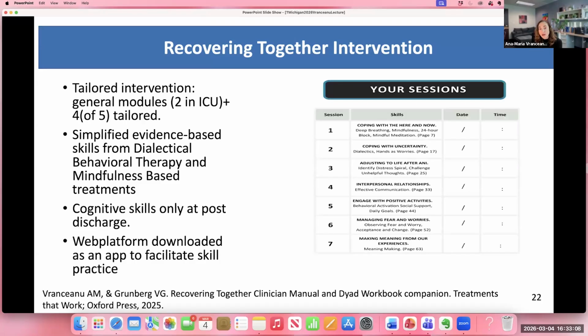So these are the sessions that you can see here. And we're really, really excited. Our patient and clinician manuals have just been published by Oxford Press. So this is available now for clinicians to use in ICUs.